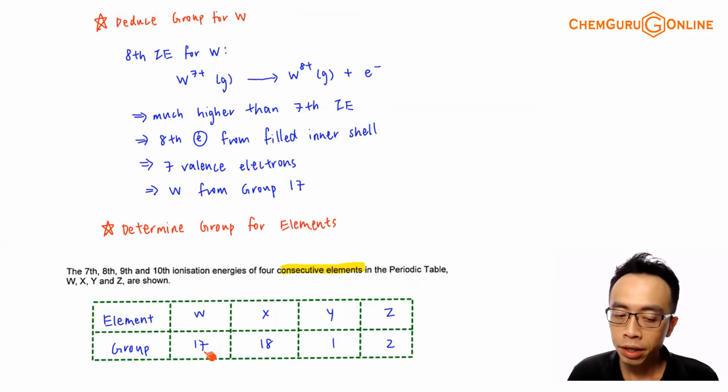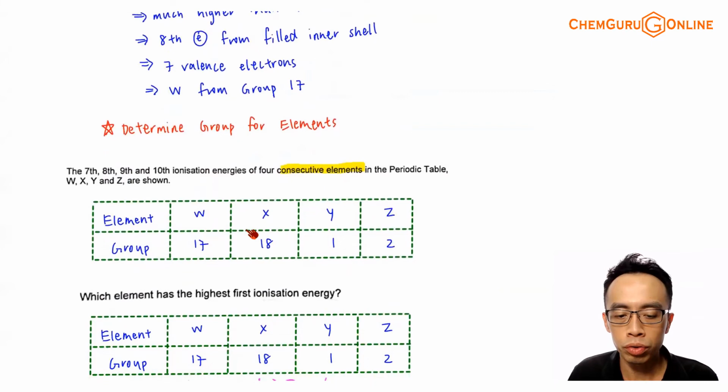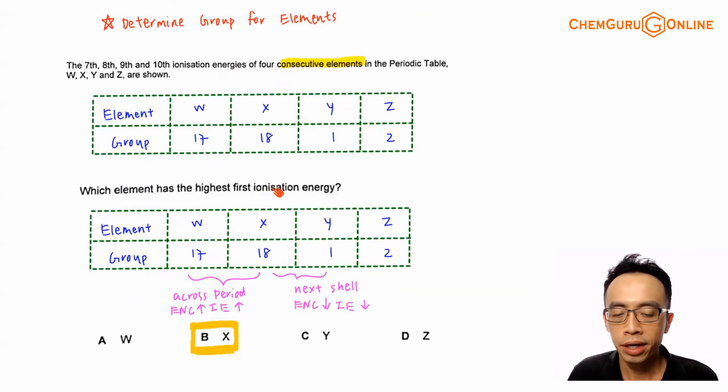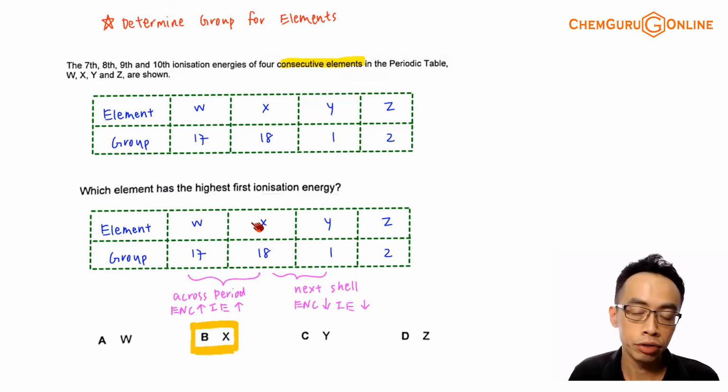W is from group 17. So naturally X will be group 18, noble gas. Then Y will be in group 1, Z will be in group 2. So deducing the groups for W, X, Y, and Z, once we determine what group W is from, is actually very, very easy. Now finally, coming back to the question, it asked me to determine which element has the highest first ionization energy. So involving group 17, group 18, group 1, group 2, how do I determine which of these have the highest ionization energy?